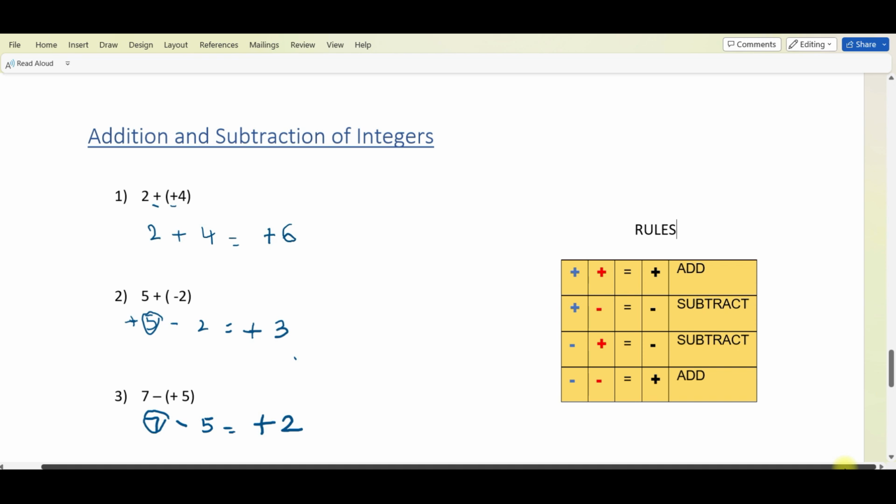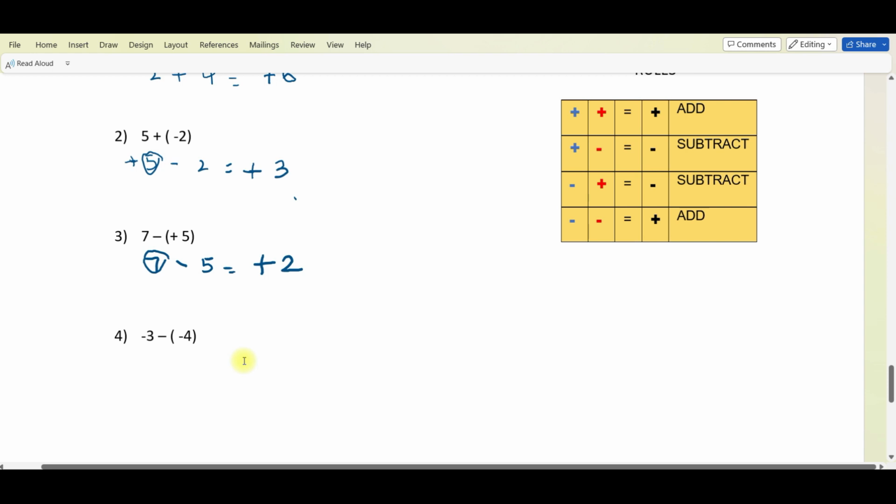So let us see the last question. So that is minus 3. So it is 3, and you have minus and minus. So that is minus and minus. We need to add it. So it is 3 plus 4, because it is minus and minus, we need to add. So the answer is 7. But when both numbers carry minus, we always use minus for the answer.